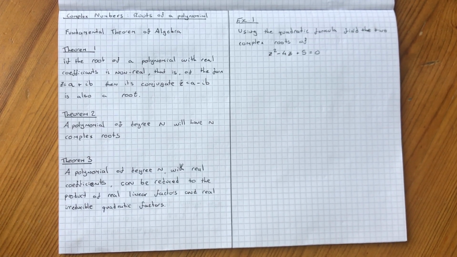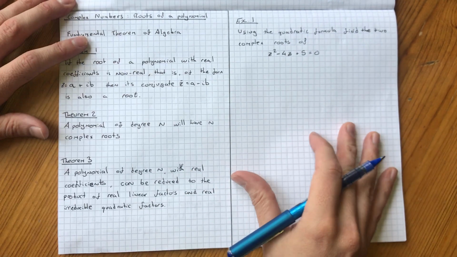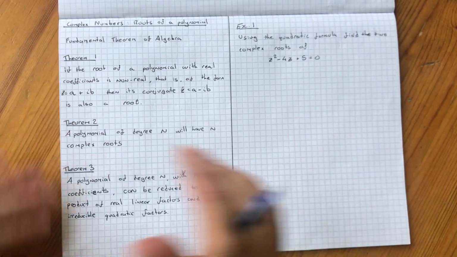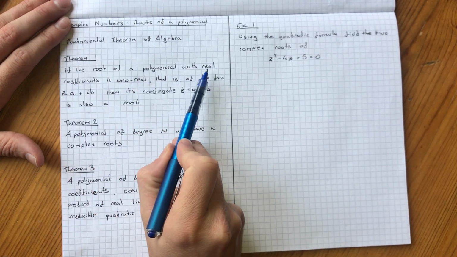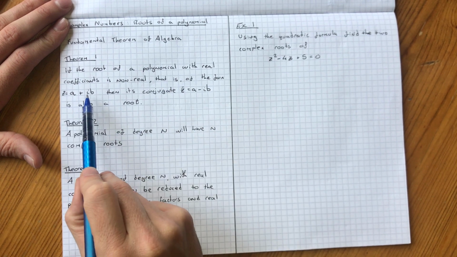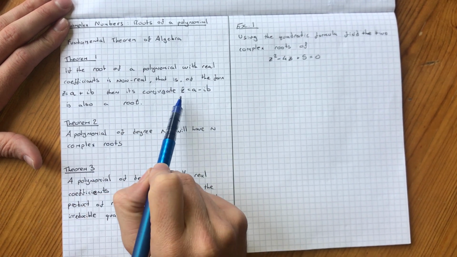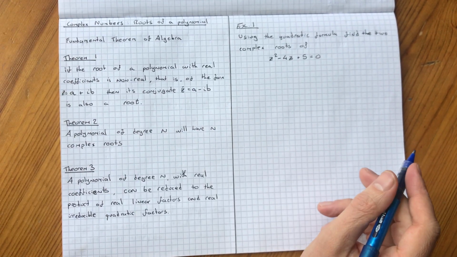Hi. So in this video, we're going to look at finding the roots of a polynomial involving complex numbers. So the first thing we're going to look at is the fundamental theorem of algebra. There are three theorems which allow us to solve these polynomials. First one, if the root of a polynomial with real coefficients is non-real, that is of the form z equals a plus ib, then its conjugate z bar equals a minus ib is also a root.